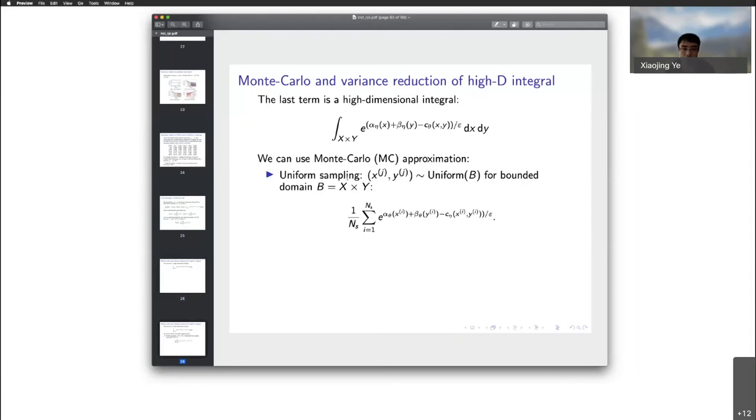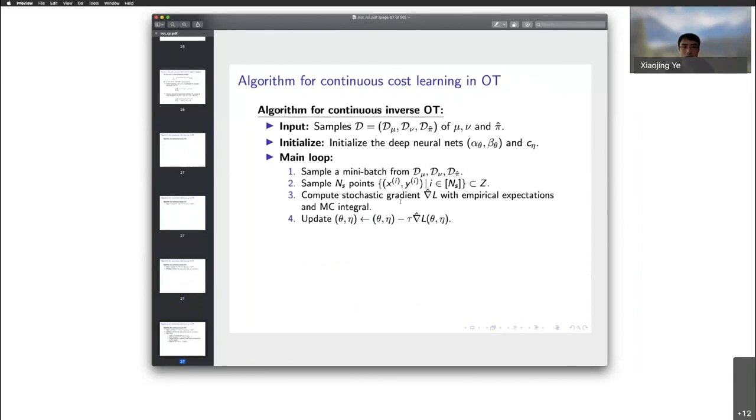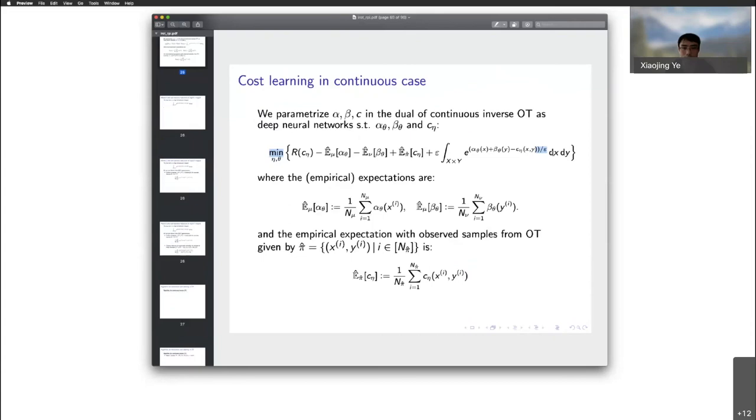So I'm seeing approximation is an easy way to do this. Okay, and I think the algorithm will be similar. It will be just training three neural networks, and the objective function or the loss function will be just given by this term, the one here.